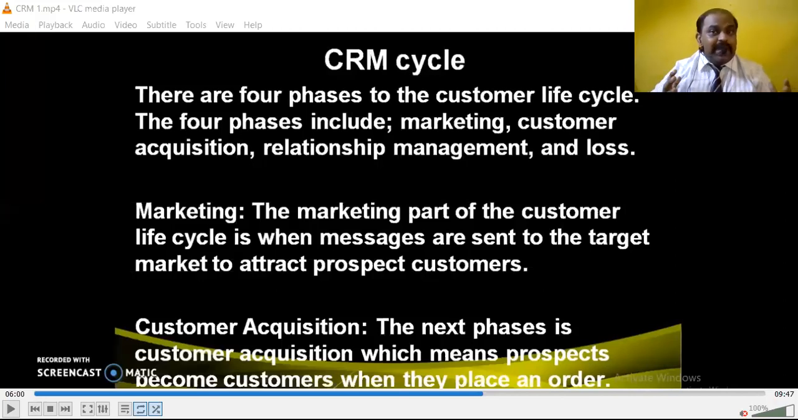यहाँ पे हमें order मिल रहा है. We are confirming the order. We are making the client fix. So in the CRM cycle, the first phase is marketing. The second phase is customer acquisition. The third phase is relationship management and loss, churn, where the customer is going to leave us.